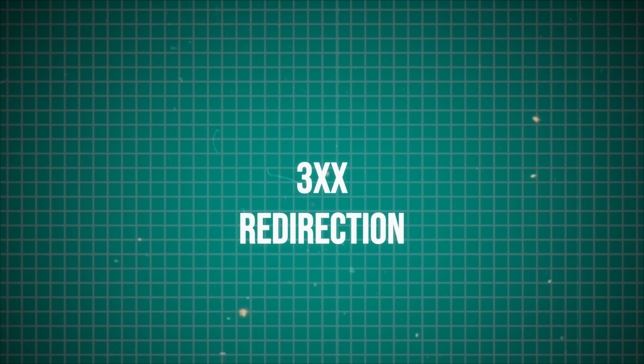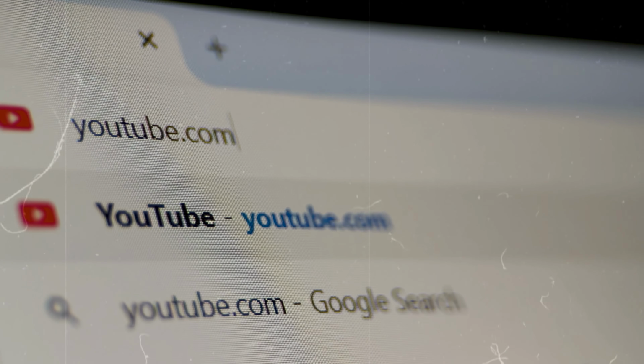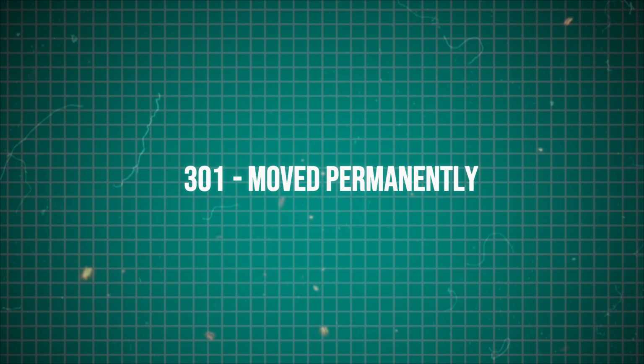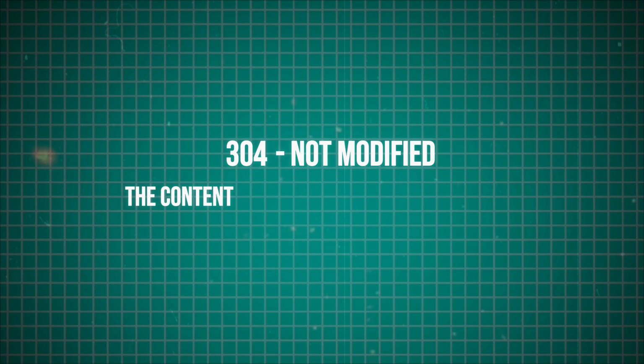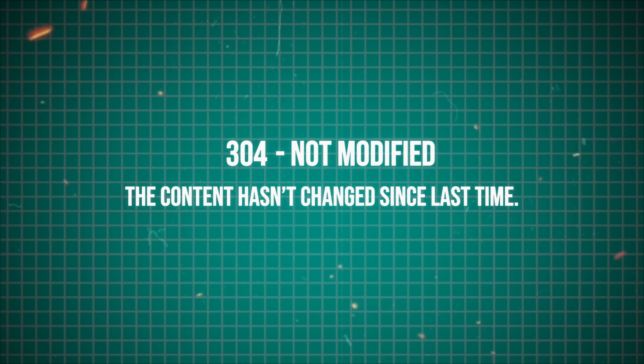3XX redirection. This means the page isn't here anymore. You are being sent somewhere else. For example, 301 moved permanently. The page has a new permanent address. 302 found. The page moved temporarily. 304 not modified. The content hasn't changed since last time.